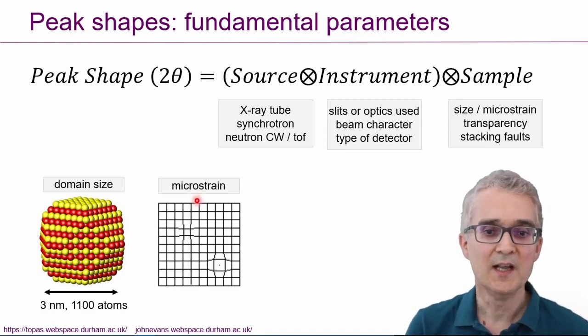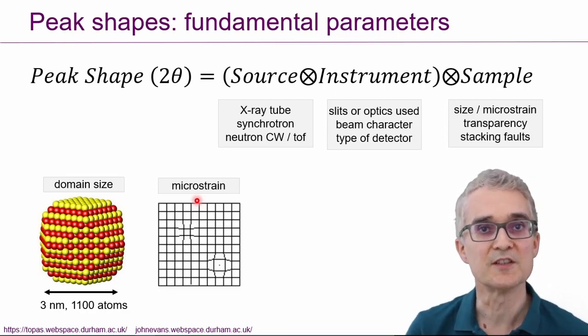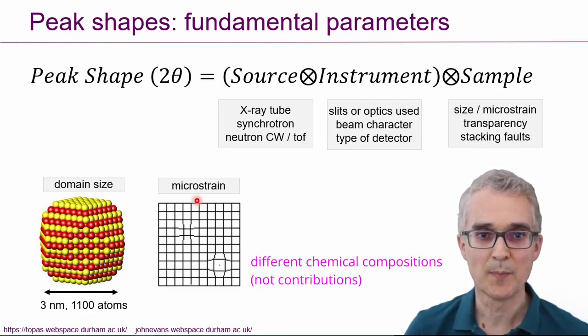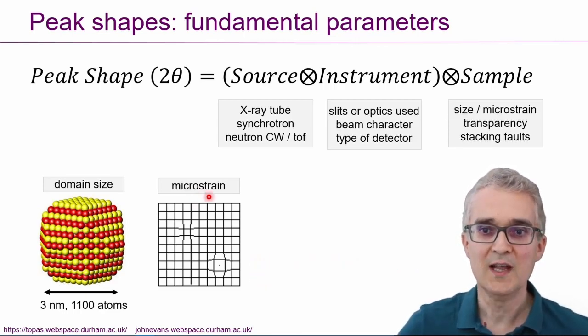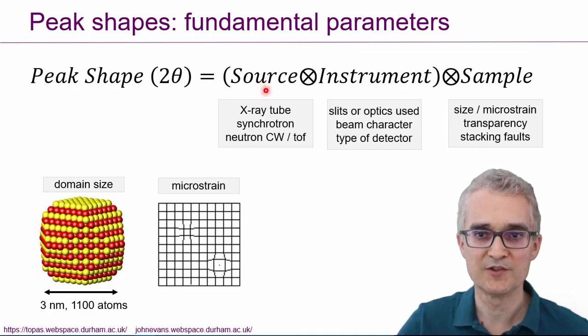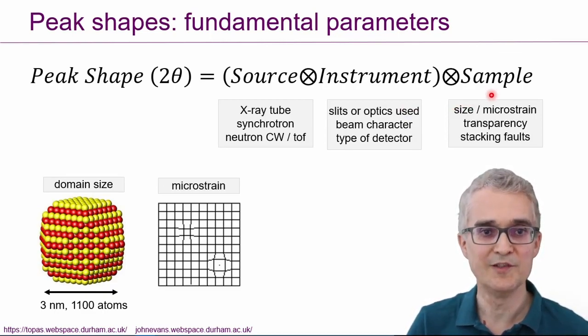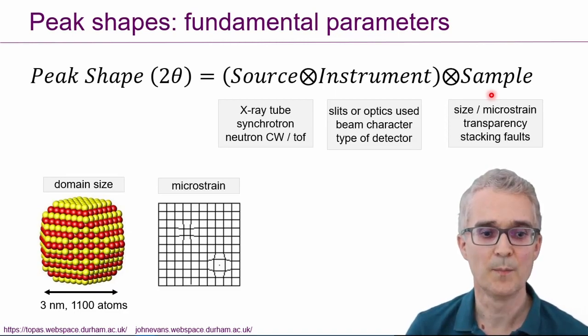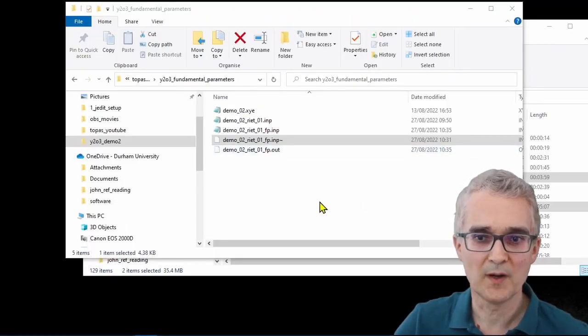Microstrain is where different parts of the sample have slightly different unit cell parameters, perhaps because they've got slightly different chemical contributions. So the way that we think about the peak shape in the fundamental parameters approach is we try to describe all the contributions from the source, all of the contributions from the instrument, and then the contributions from the sample, and we mix those together to produce the overall peak shape. The mathematical way that we mix them is called convolution, but as I say, we'll go into that in a later video.